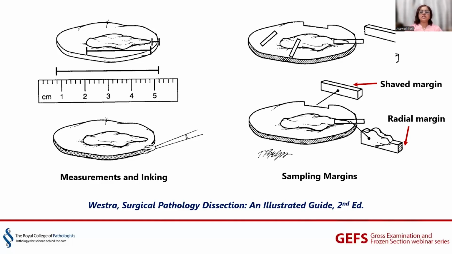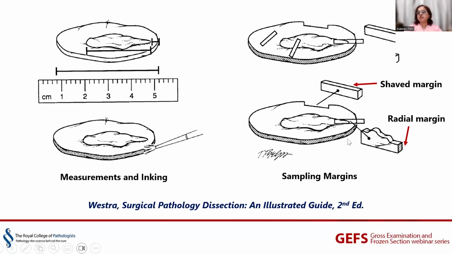If you see in this figure, at the top left-hand side, we have a wide local excision specimen with a tumor on it, and there is this cut surface here, which is inked. The measurements are taken and the cut surface is inked. Now, if you submit the margin perpendicular to the inked surface, that is a radial margin. And if you shave the margin, it is like peeling off the skin of an orange. So that would be a shaved margin.